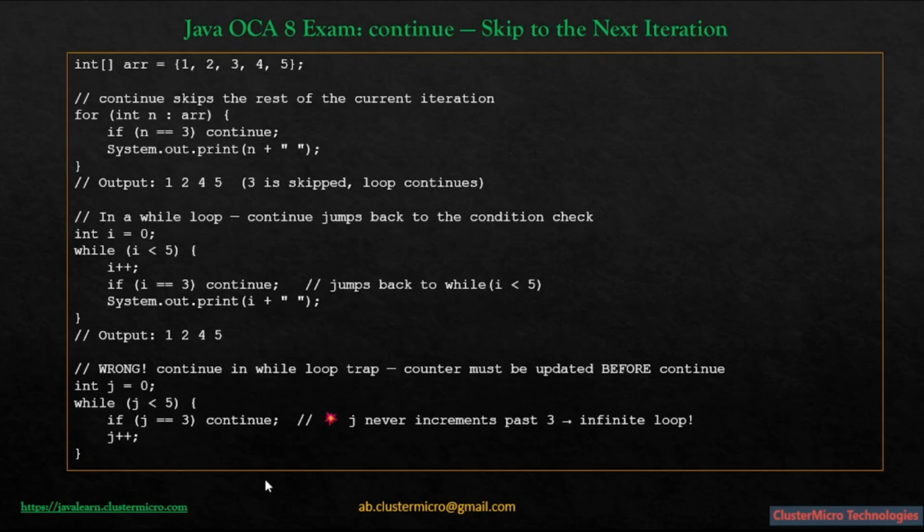Continue: skip to the next iteration. The continue statement skips the remaining code in the current iteration and immediately moves to the next iteration of the loop. Unlike break, the loop itself does not terminate. It simply continues with the next cycle.